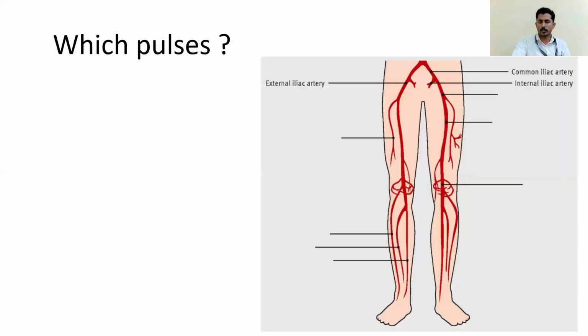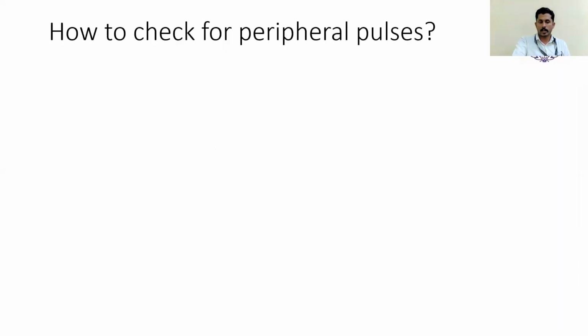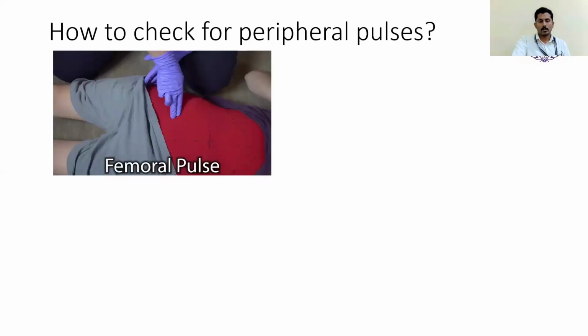So what all pulses have to be checked? Basically, the aortic pulse and external iliac artery pulse; the internal iliac and common iliac artery pulses we can't palpate, but those are very important. Palpable pulses are femoral, popliteal, posterior tibial, dorsalis pedis, and anterior tibial artery pulses. As we all know, the femoral pulse is examined in the supine position at the midinguinal point.